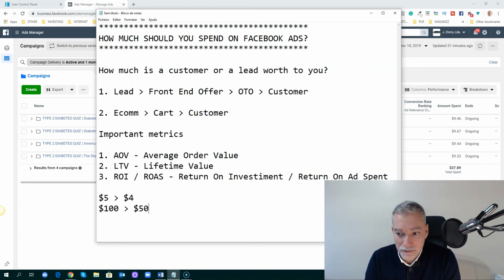But as I mentioned before, do it. If you don't have those values, just estimate them.